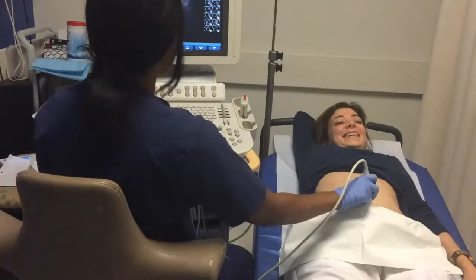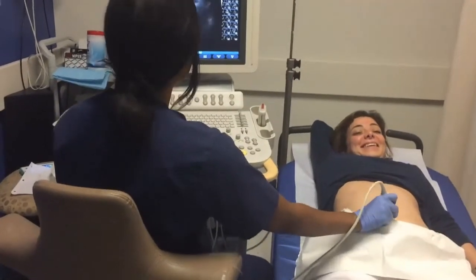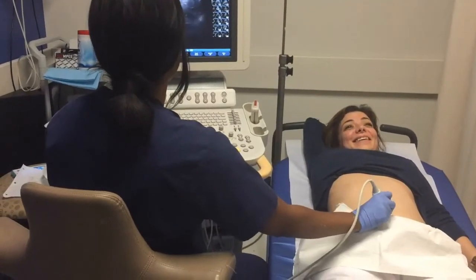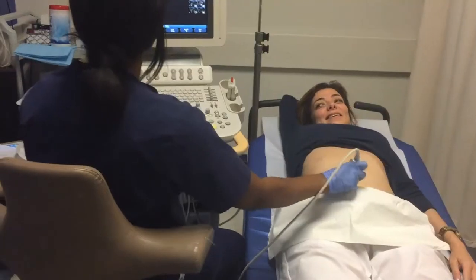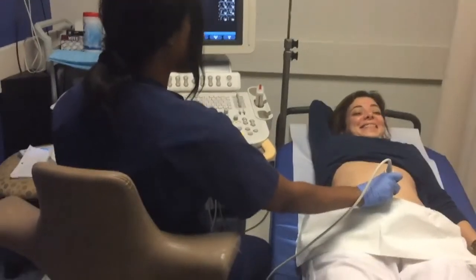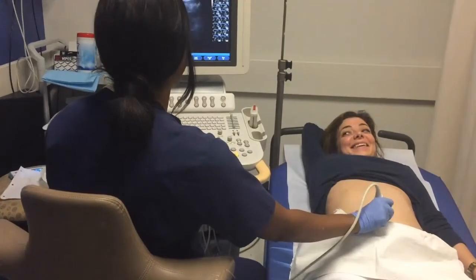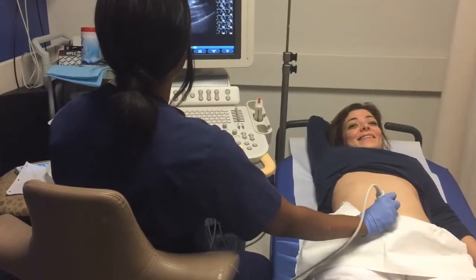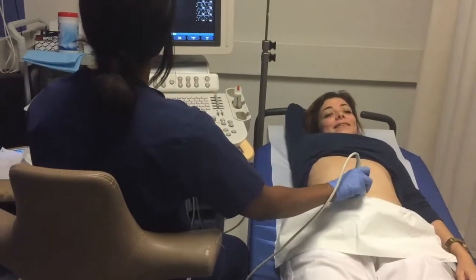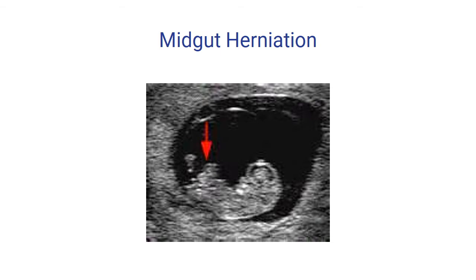During a normal first trimester scan, a fetal midgut herniation may be visualized. You can see in this video that this patient is 9 weeks pregnant with her first child, and she is very excited to see her baby for the first time. First trimester midgut herniation will occur between 7 to 12 weeks of gestation, and this is a normal occurrence, and it will regress before the start of the second trimester.